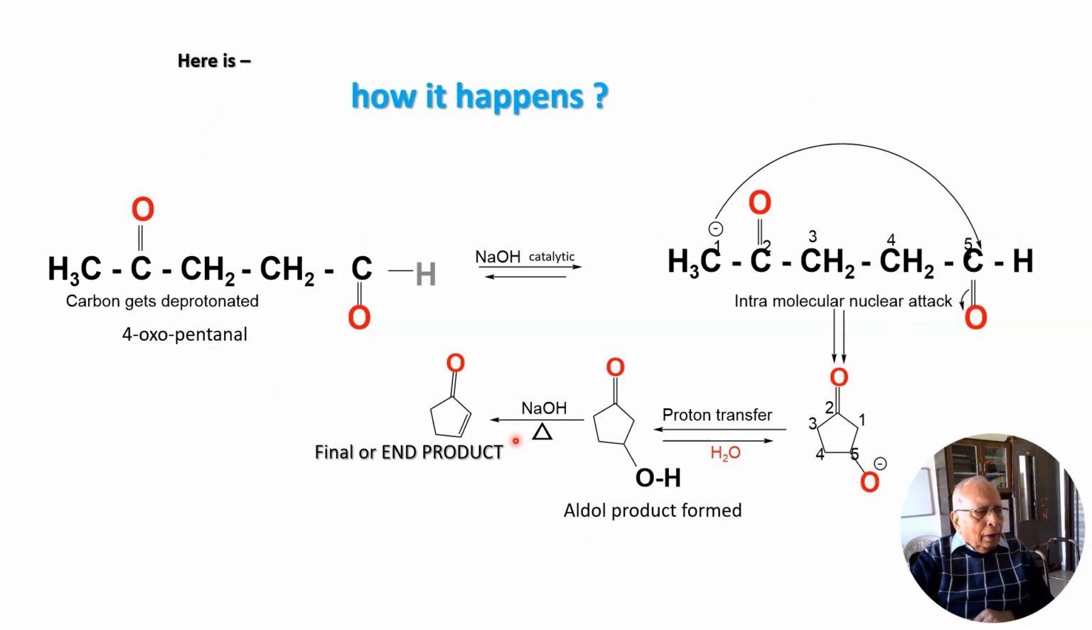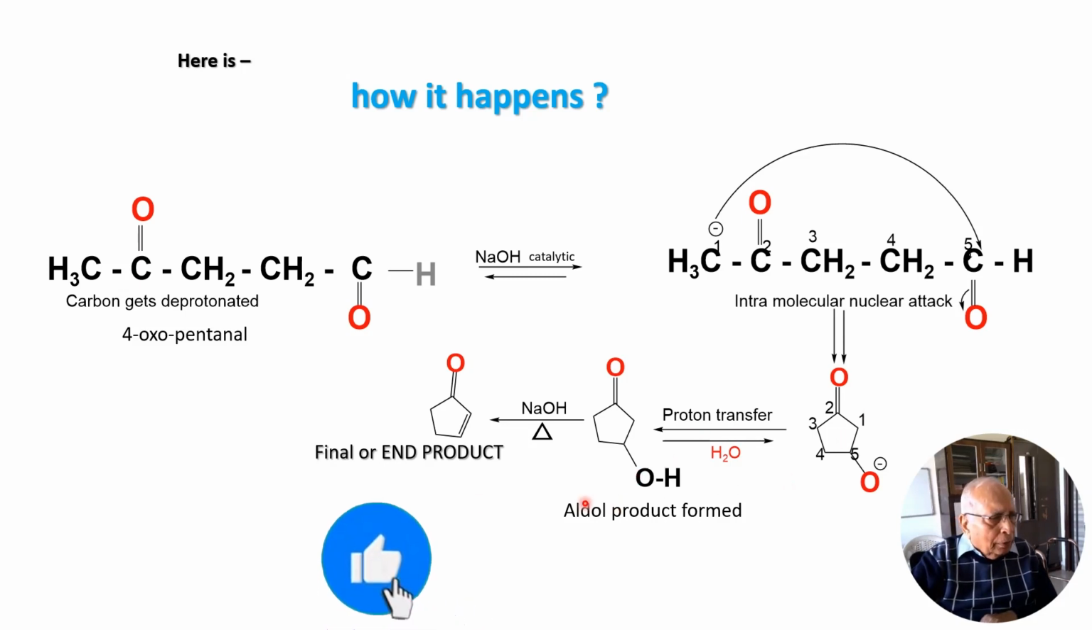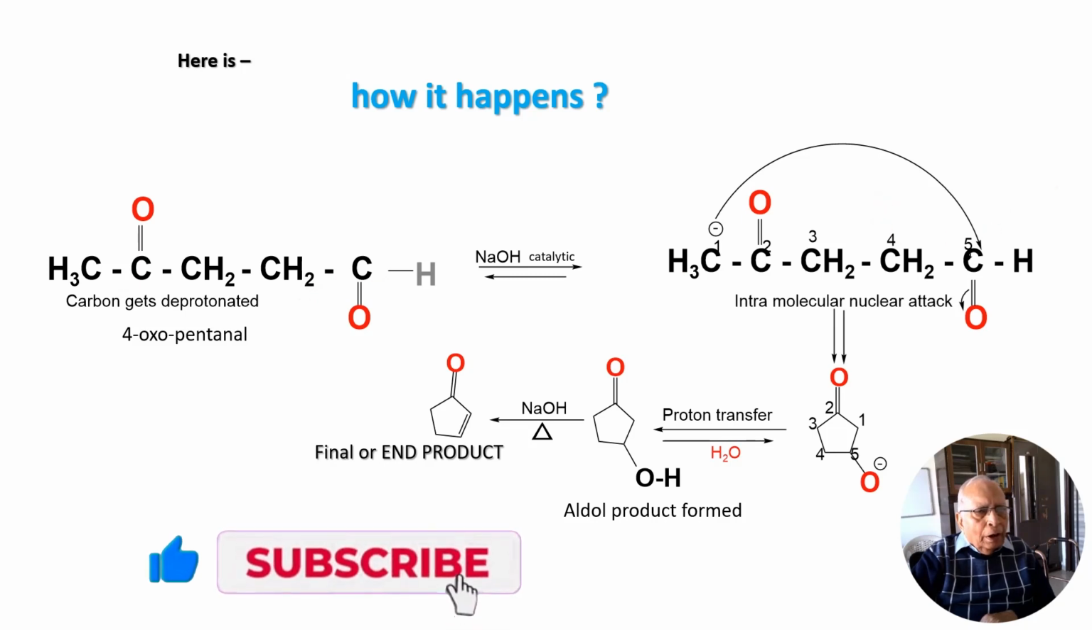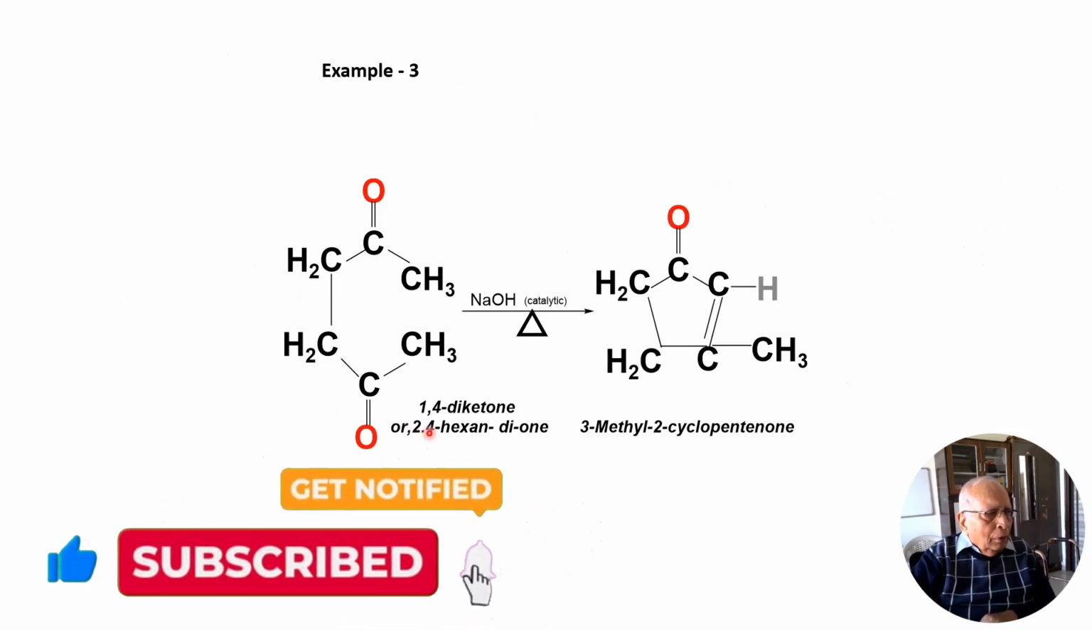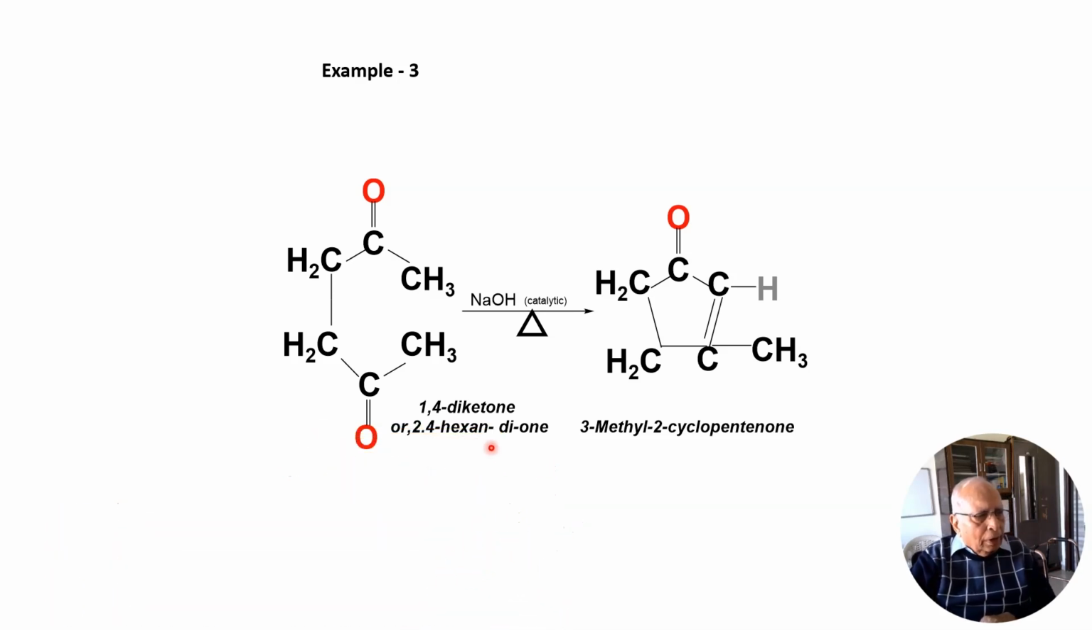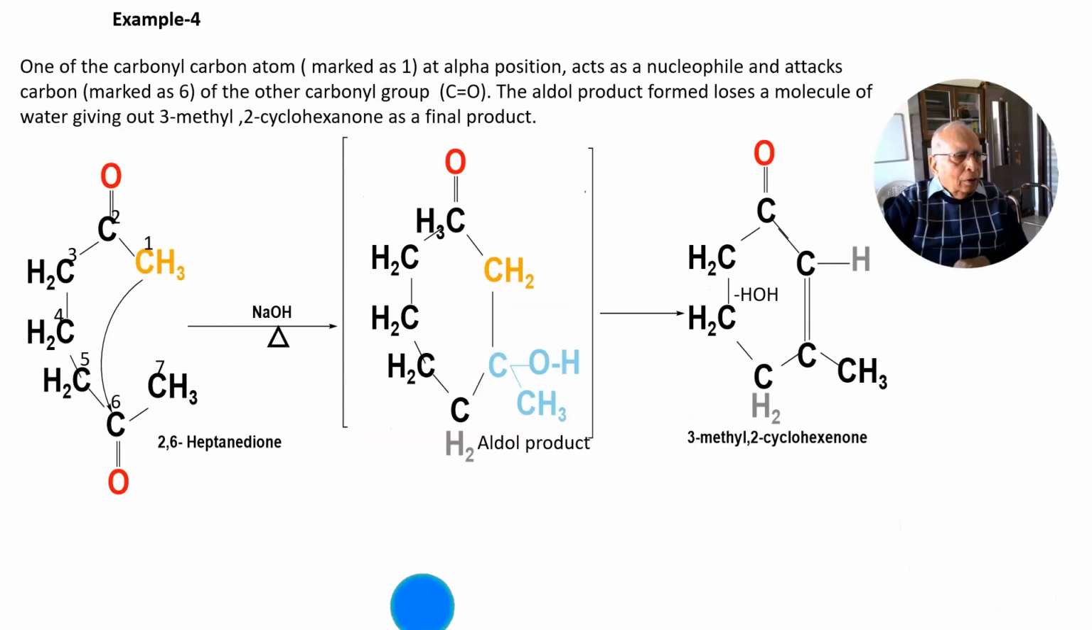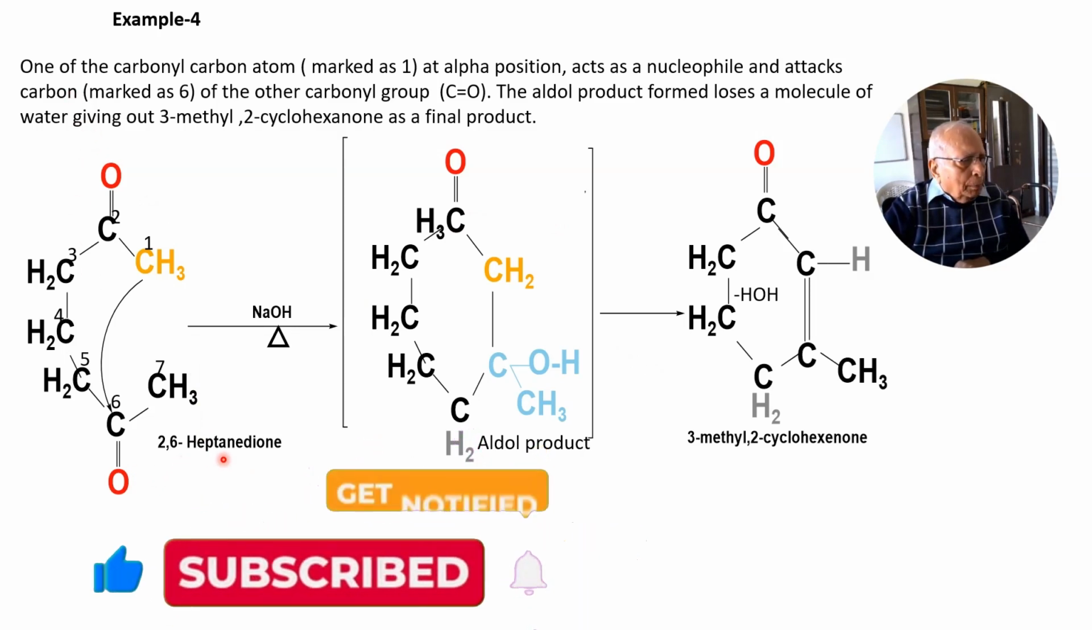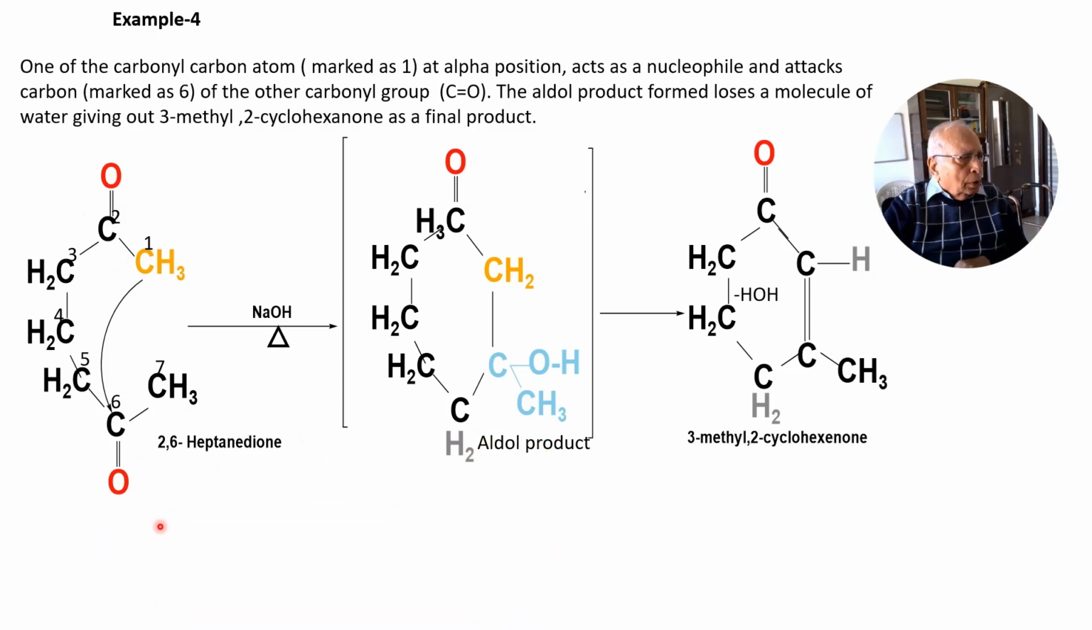The only thing is you have to find out the electrophile and nucleophile, join them together and take out the hydrogen so that a hydroxy compound is formed. That is known as proton transfer, and you get the final end product. So it's important here. And then another example is a 1,4-diketone, or we can call it 2,5-hexanedione. You get 3-methyl-2-cyclopentenone. And a very good example is here, example 4, where it is 2,6-heptanedione. You find two keto groups here, CO group at position 2 and position 6. Now, what happens here?